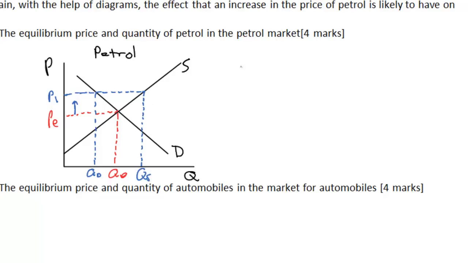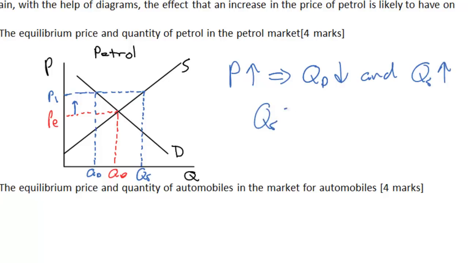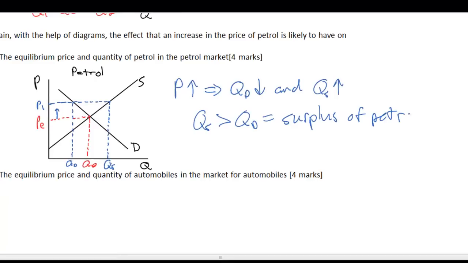So the impact of the higher price of petrol is a decrease in the quantity demanded and an increase in the quantity supplied. Now, anytime there is a quantity supplied that is greater than the quantity demanded, we say there is a surplus of the good. In this case, there is excess supply of petrol resulting from the increase in the price from PE to P1.